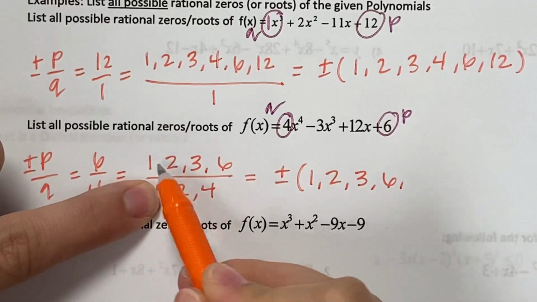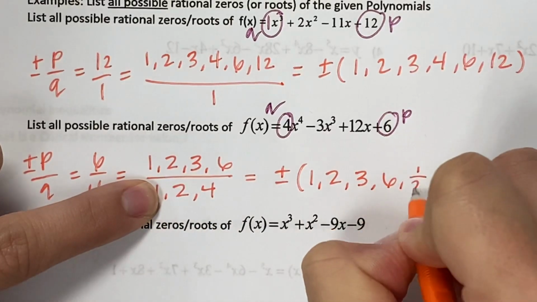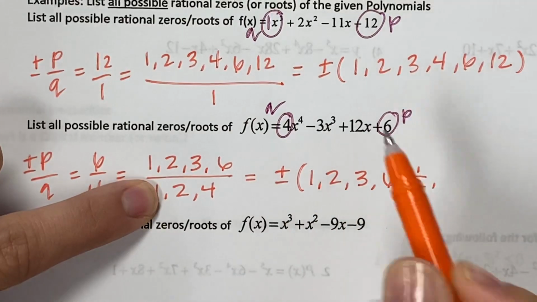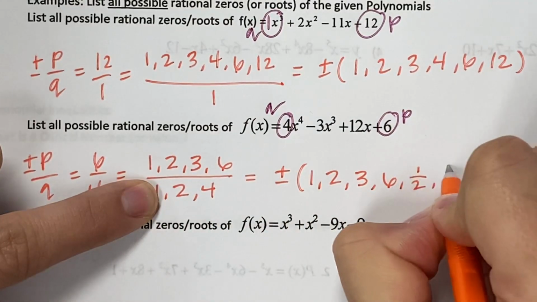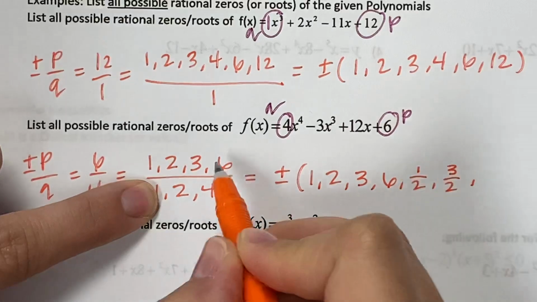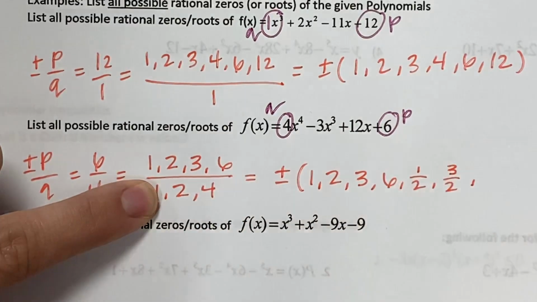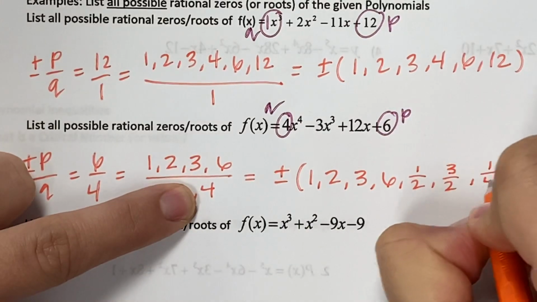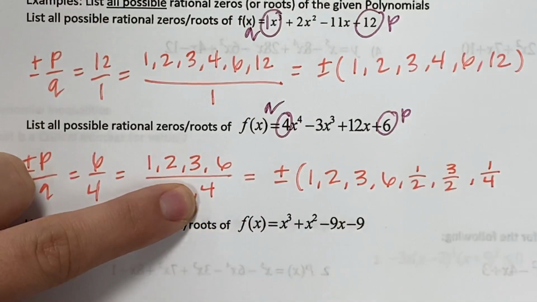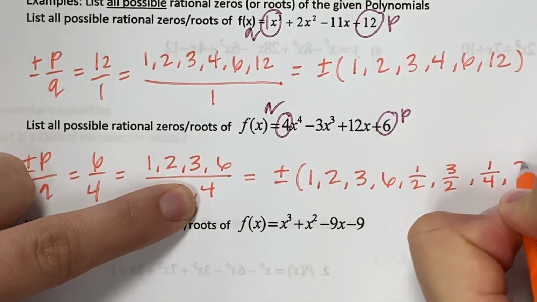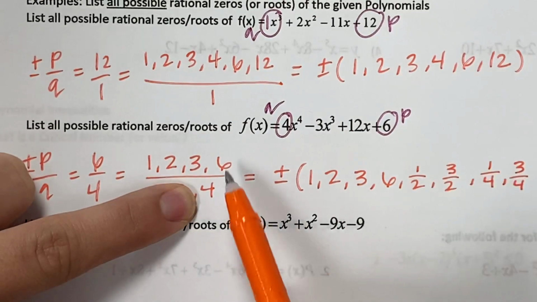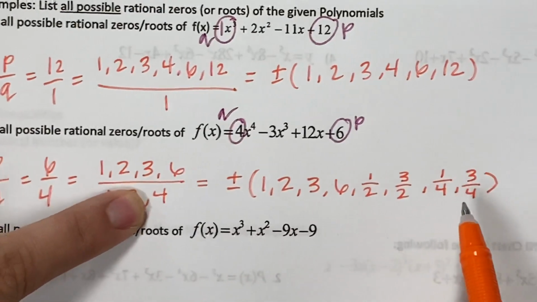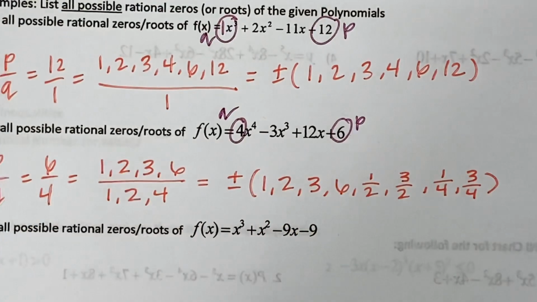Now I need to put them all over 2. So 1 over 2. 2 over 2 is 1. We already wrote it, so we don't have to write it again. 3 over 2. 6 over 2 is 3. I don't have to write it again. So let's go on to 4. 1 over 4. 2 over 4 is 1/2. I need 3 over 4. And then 6 over 4 is 3 over 2. I already wrote it. So here are all of my options for when I want to factor this.